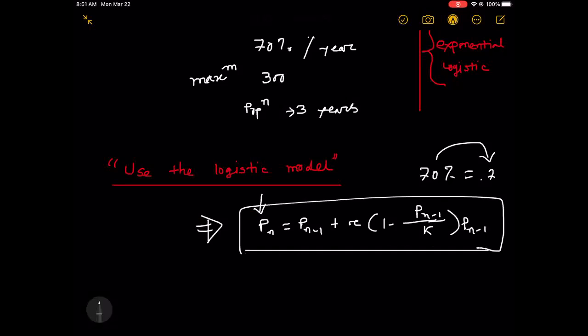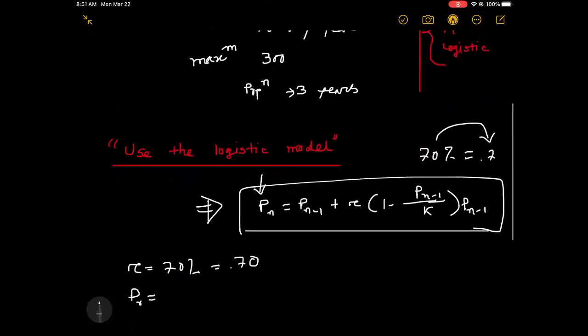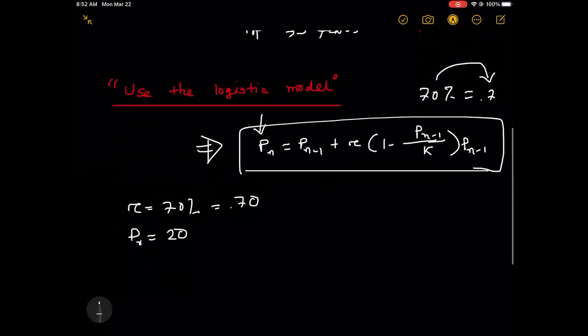And now we'll see what information we have in our hands, which we can plug back here and calculate the population. Okay, so we have R, which is 70%. If we convert it to decimals, we get 0.70. We have the initial population, which is P naught, which is 20.